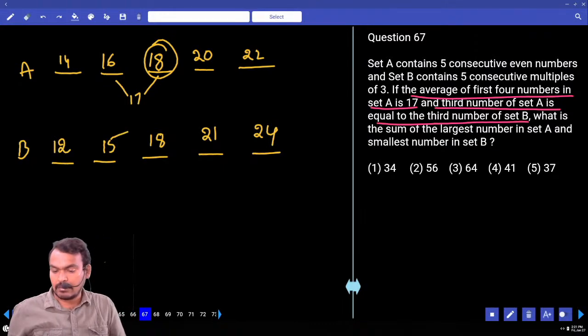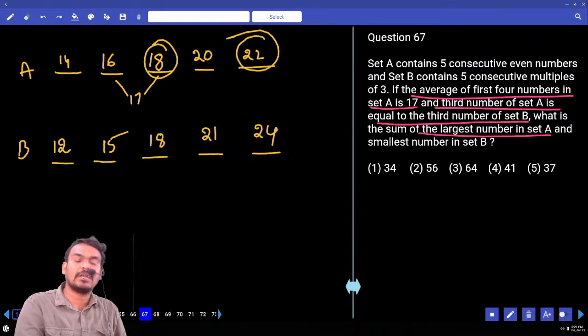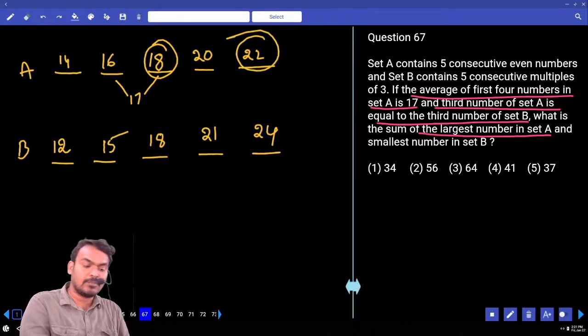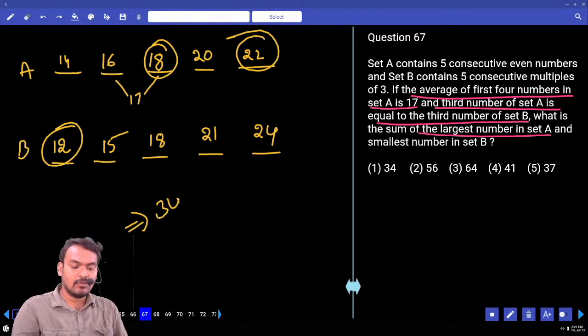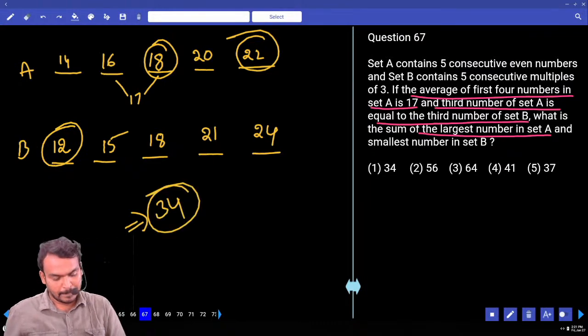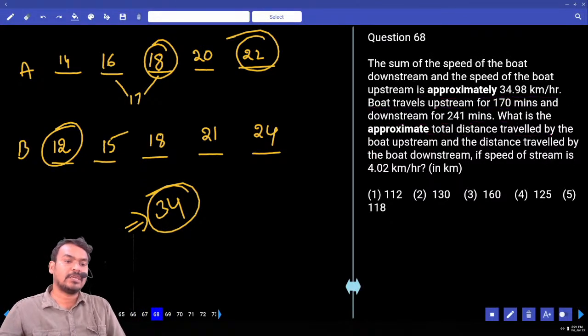What is the question here? Find the sum of the largest number in set A. What is the largest number in set A? 22. Smallest number in set B? 12. 22 plus 12 is 34. Next question number 68.